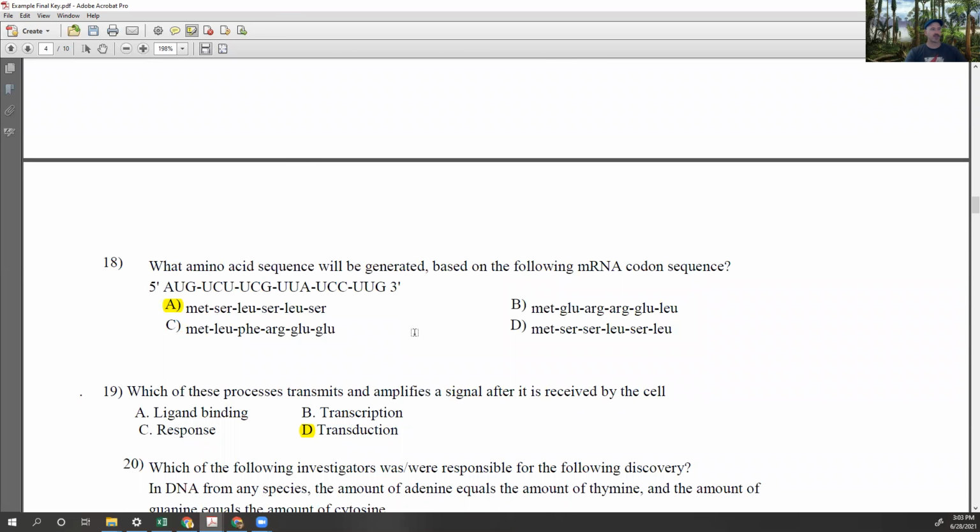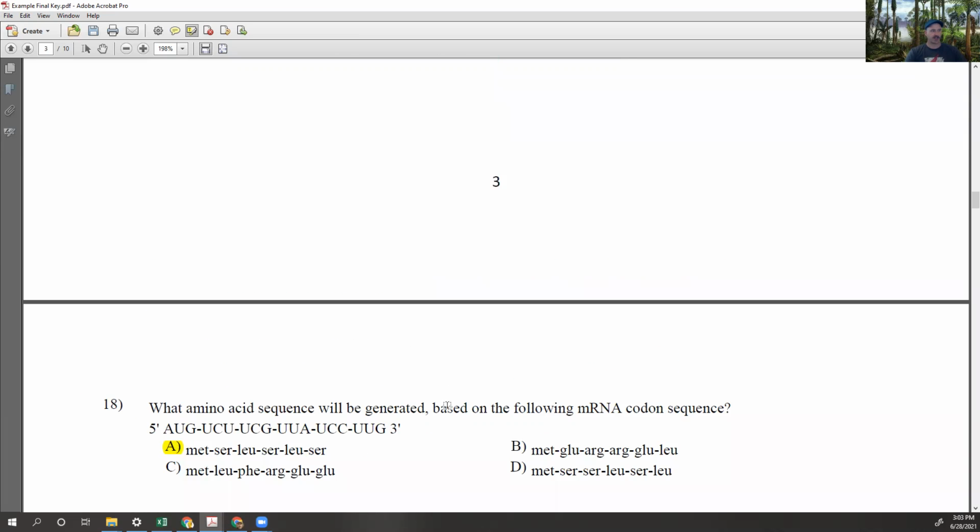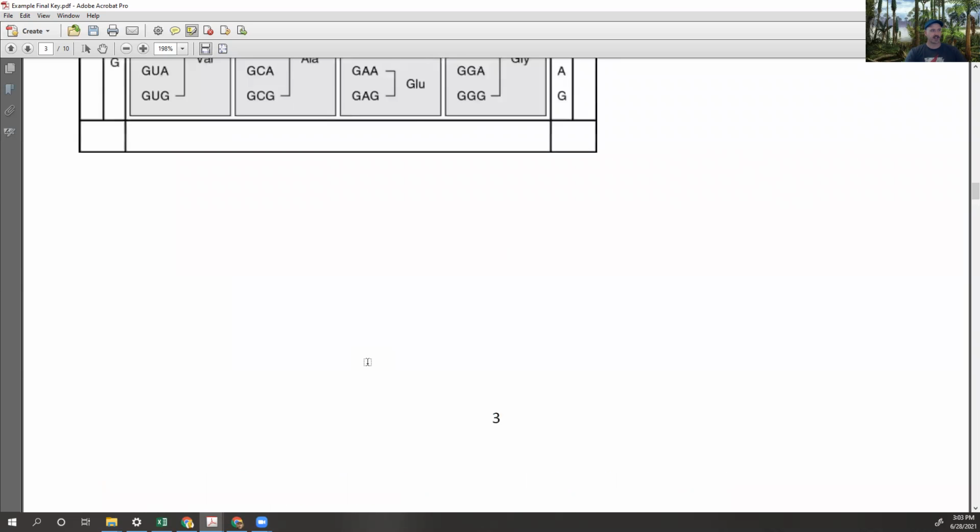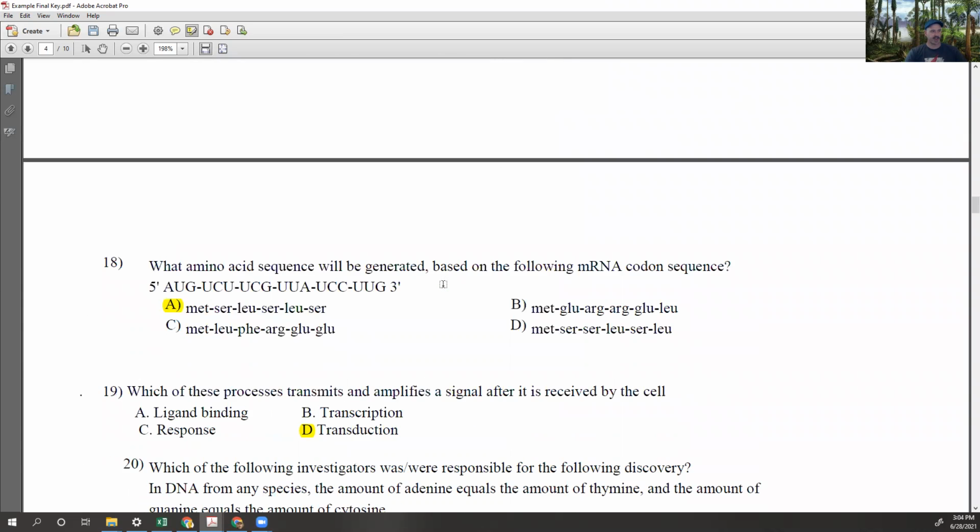What amino acid sequence will be generated based on the following mRNA code sequence? And I believe, as long as I did it correctly, the best answer is A for number 18. You'll have to check these codons against the codon table to double check that.